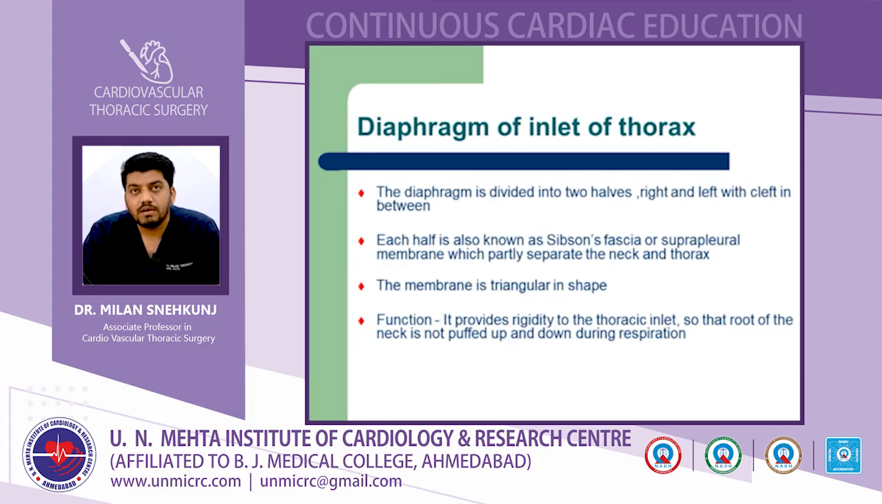So what is the diaphragm of inlet of thorax? The diaphragm is divided into two halves, right and left, with a cleft in between. Each half is known as Sibson's fascia, which partly separates neck and thorax. This membrane is triangular in shape and provides rigidity to the thoracic inlet.